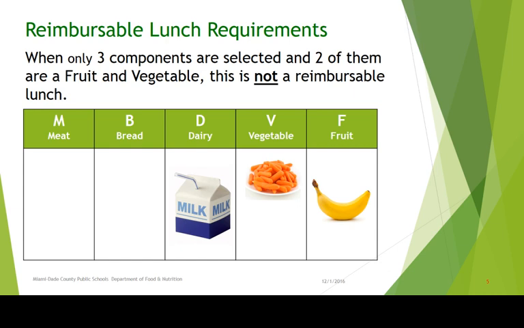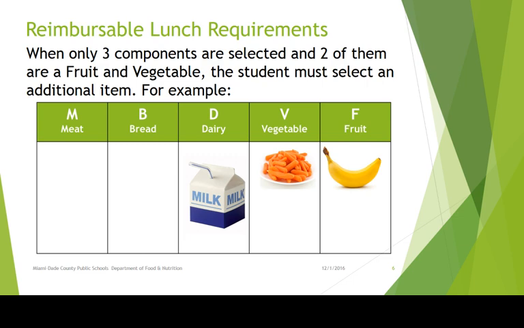When only 3 components are selected and 2 of them are a fruit and vegetable, this is not a reimbursable lunch. When only 3 components are selected and 2 of them are a fruit and a vegetable, the student must select an additional item. For example, a student may choose another vegetable component, such as a side salad, to make a complete reimbursable meal. Or they may choose a bread component, such as pita chips, to make a reimbursable meal. Or they may choose a meat alternate component, such as chicken tenders, to complete the meal. And last but not least, a student may choose another fruit component, such as juice, to make a complete reimbursable meal. But remember, students may never take 2 juices.